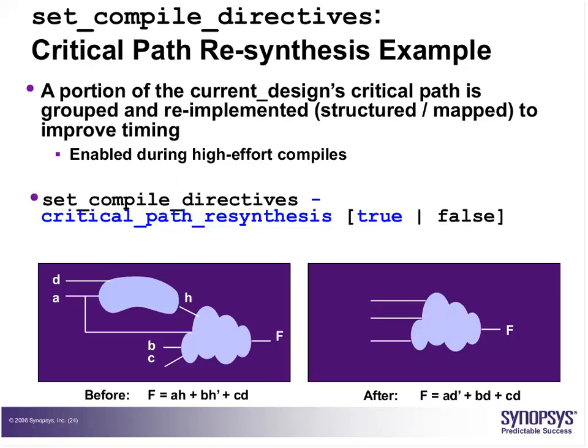So something like this, let's say f is critical, then this cloud of logic before f is equal to ah plus bh bar plus cd. After critical path resynthesis, these two clouds are combined, and now f has a different function, AD bar plus BD. I'm not sure what this means here, maybe it's a typo, but the function remains the same, and the critical path is grouped and re-implemented like this. A portion of the design's critical path is grouped, because f is the critical point, and it is re-implemented to improve timing. This is enabled during high effort compile. You could set this false if you want, but if you are using compile minus map effort high, that means you want DC to perform critical path resynthesis, right?